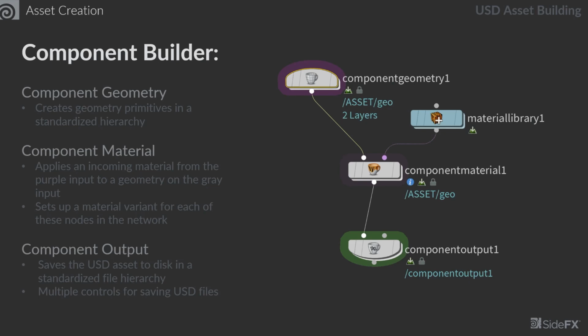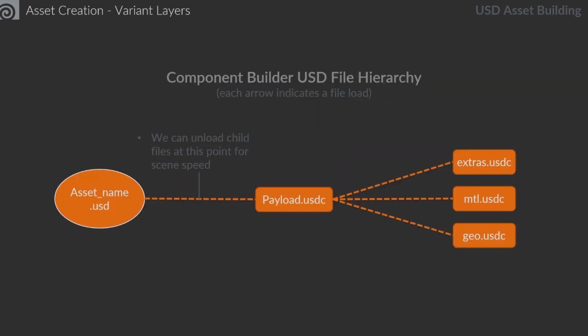From there, we take all of that and put it into the component output. And this is really all of the USD ROP type things that we do at the end of any string of LOPS nodes. It writes all of our USD to disk. It creates the file hierarchy, the folder hierarchy, and has a lot of really nice controls for being able to save our USD files. So those are the three nodes that make up the component builder. And then if we want to talk about the files on disk and how those are made, this is an overall structure of how the files relate to each other.